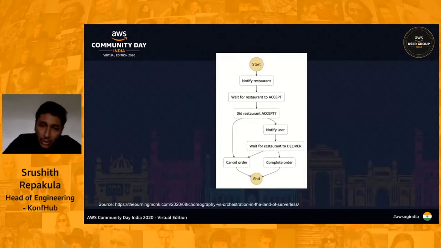Now, this is another way of doing it. That is the Step Functions way, which is called orchestration, right? What we do here is we have a specified user flow that talks about what happens after notifying the restaurant. I have defined that after notifying, I have to wait for the restaurant to accept it. This is the conditional execution that I was talking about. If the restaurant has accepted it, then notify the user, wait for the restaurant to deliver, and then complete the order.